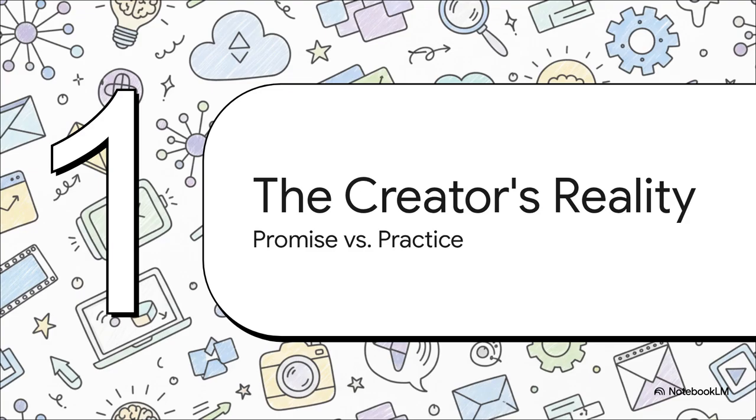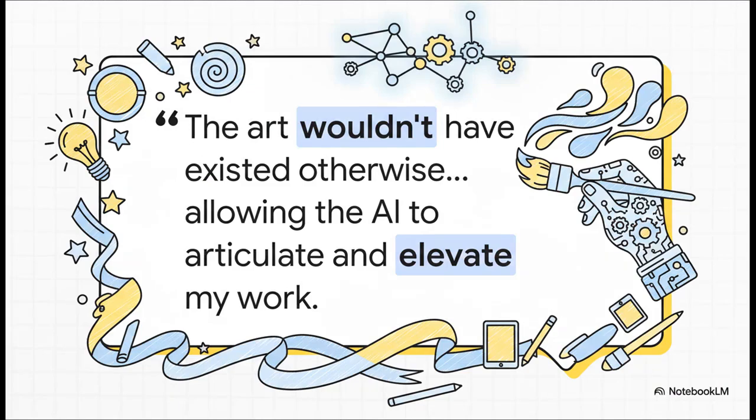I mean, it's huge. But like with any brand new technology, there's always a gap between the promise and the day-to-day reality for the people actually trying to use these tools. On the one hand, you have this really incredible optimistic vision. You've got Google creative producer Tatiana Gonzalez saying that these tools allow art to exist that wouldn't have otherwise, simply because of a lack of resources or time or skill. For her, the AI isn't replacing her work. It's making it better. It's elevating it.